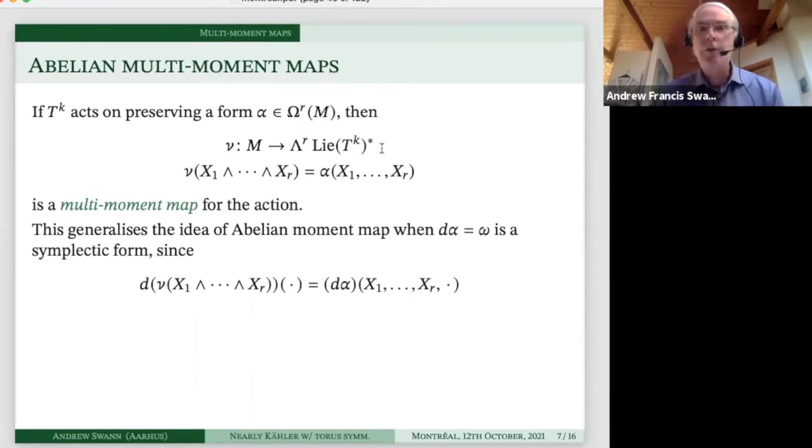So you can do this for non-abelian groups as well, but you have to cut down to a smaller subspace of lambda r here, corresponding to multivectors that vanish under the operation, the differential reduced by the Lie bracket. But this is the setup I need for this nearly Kähler situation.